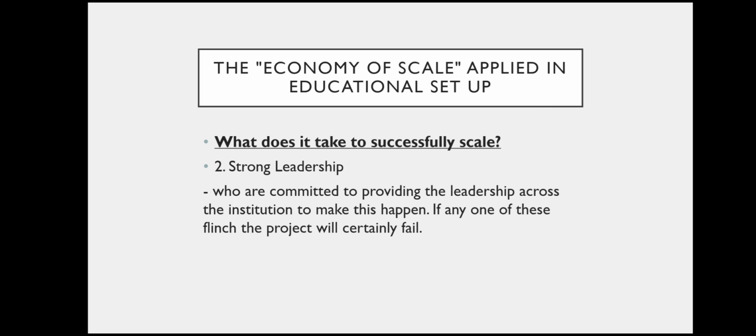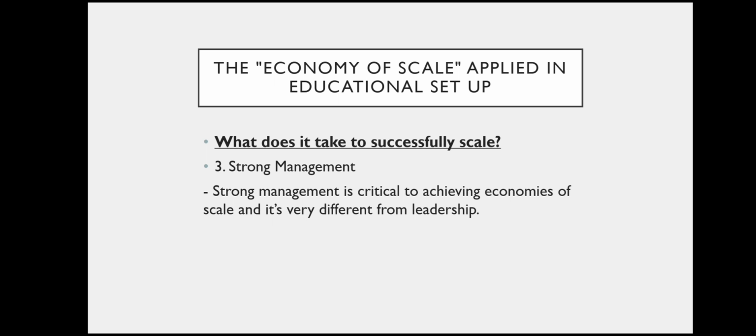Second, there should be strong leadership. So a leader who is committed to providing support across the institution to make this happen. So if one of these flinches, the project will certainly fail. If there's no good leader and proper management, then it's not going to be successful. Third, strong management. Strong management is critical to achieving economies of scale. It's very different from leadership. Okay, so when you say management, this actually talks about the outcome and performance. In leadership, this is how they manage the people.